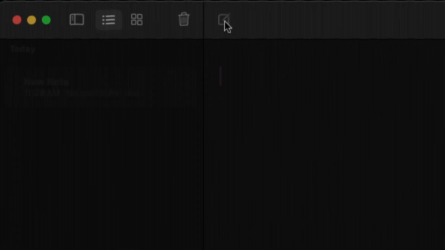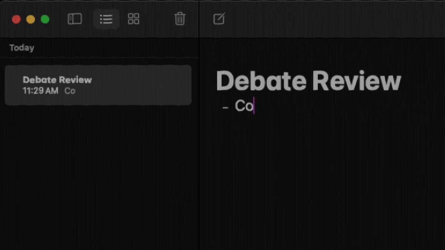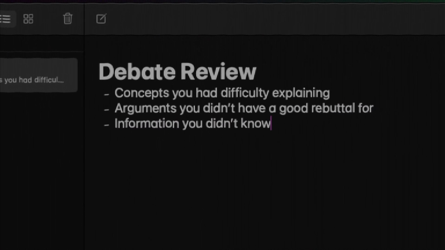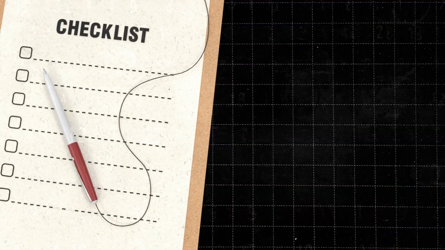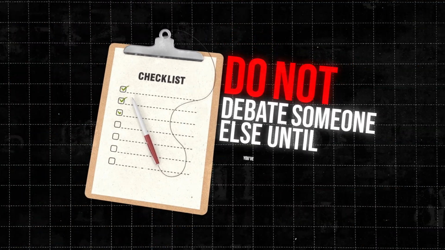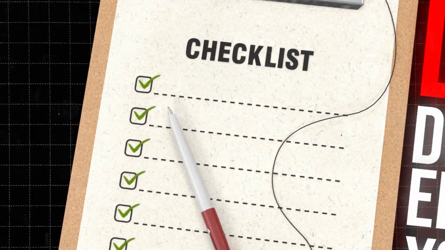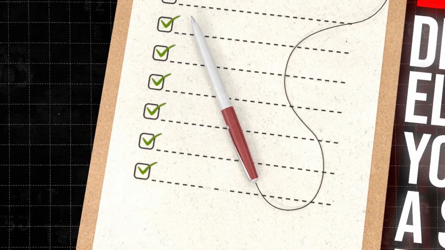Step 4, review your recording. Create a new note and listen back to your conversation. And while listening back, write down the concepts you had difficulty explaining, the arguments you didn't have a good rebuttal for, and the information you didn't know. Then try to find a solution for each point you wrote down. Do not debate someone else until you found a solution for all of your points. This is really important because each point is a reason why you failed during the conversation. And if you don't do this step, you're going to keep failing.